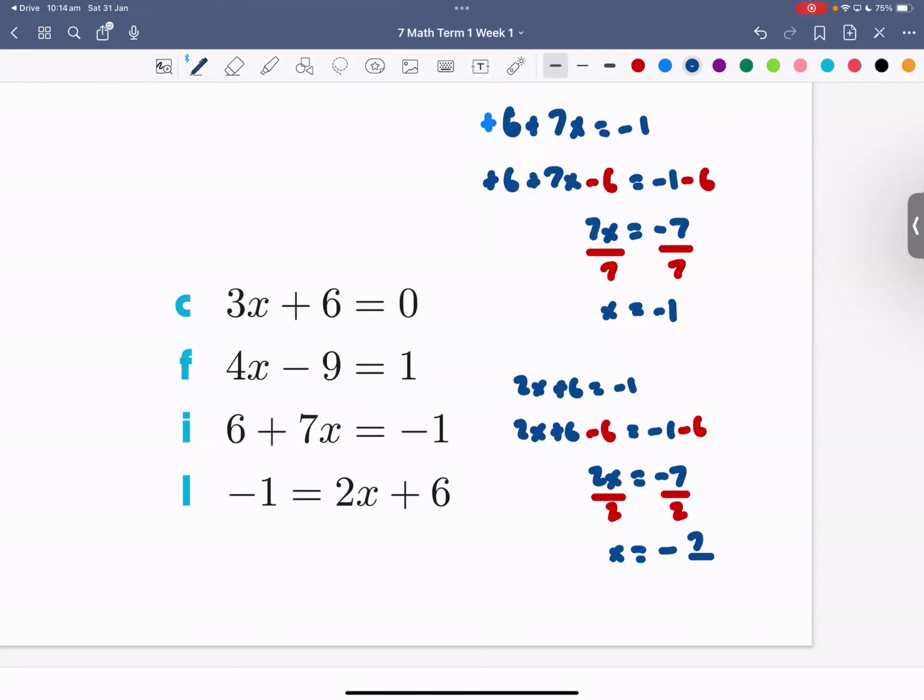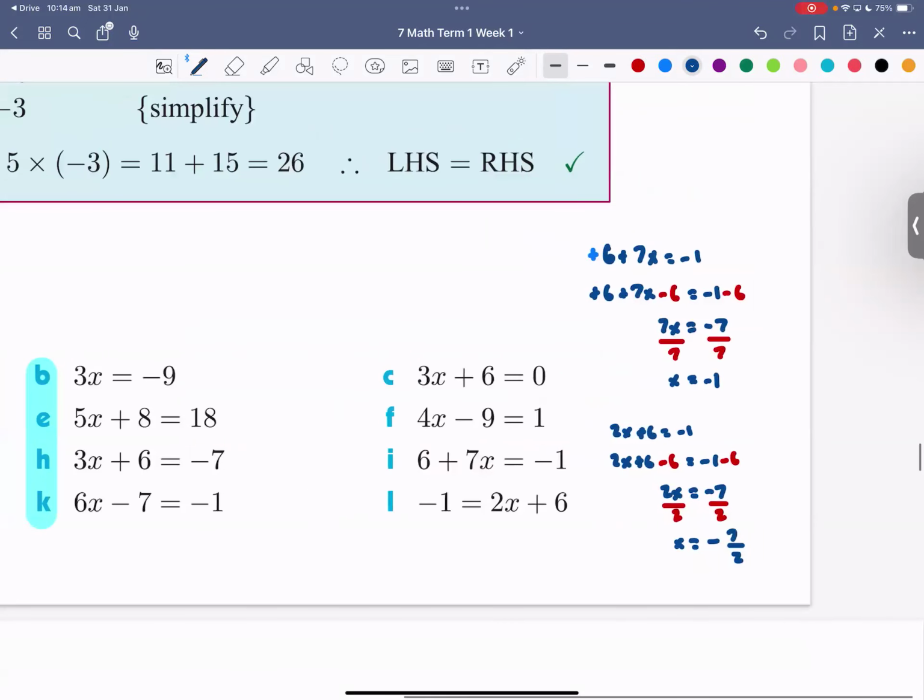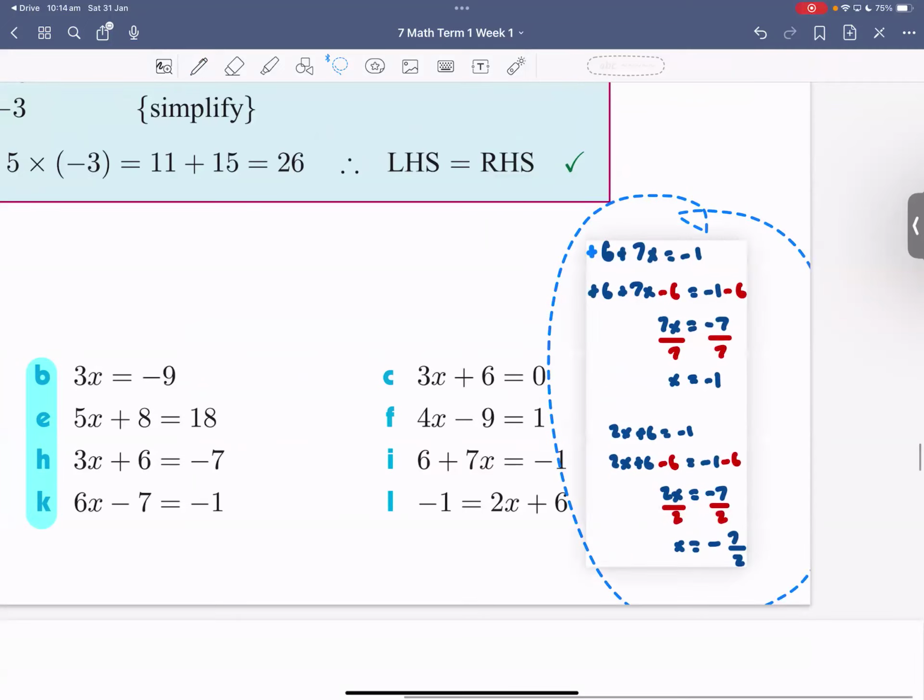Yes, you can write -3.5. That's a little bit ugly way of writing it. But hey, some people are ugly. So that's okay.